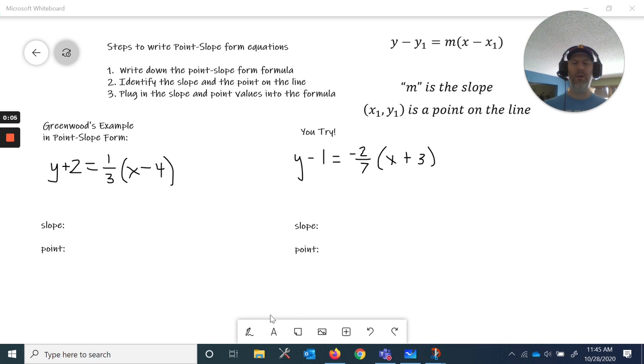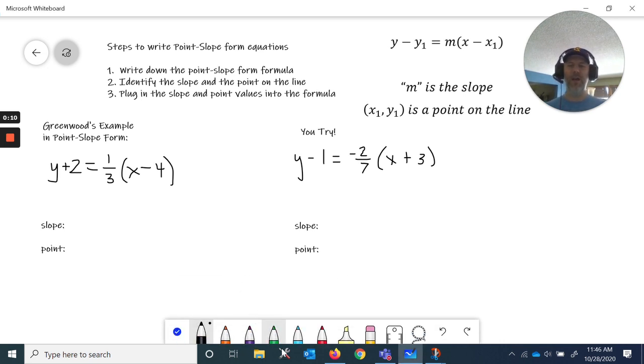And today's video, I want to talk a little bit about point slope form that we talked about in class, just to give you another way to look at it. At the top, I'm starting with 3 steps to write point slope form equations, so you can read through those. We write down the formula, which is right over here.